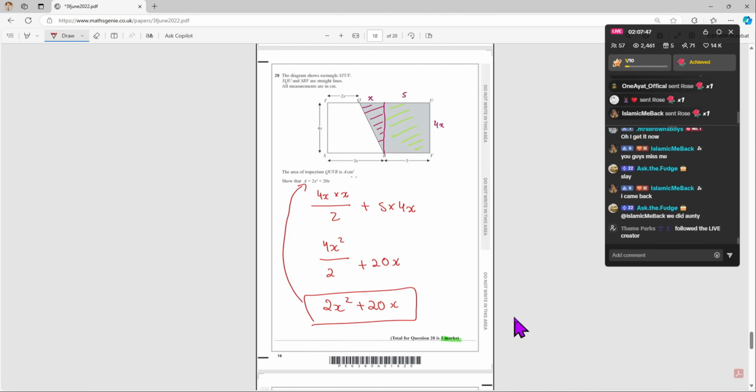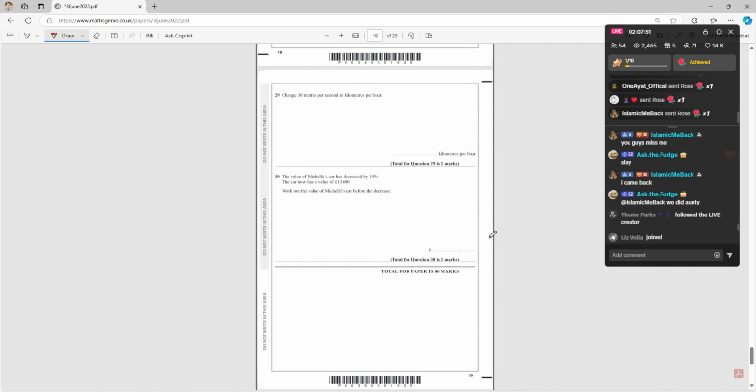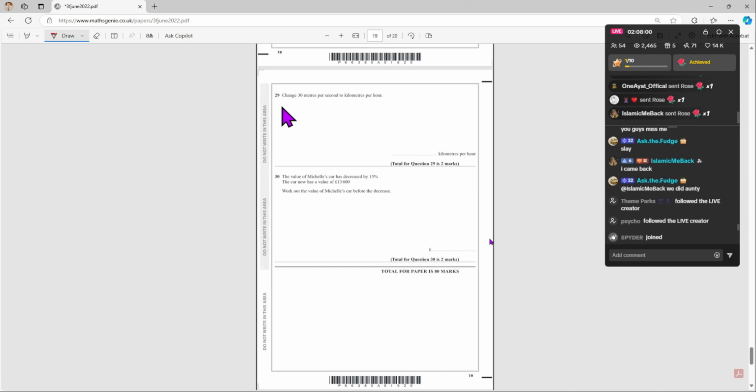So let's move on, guys, to the last page of our paper. The last 2 questions. These are very, very easy last 2 questions you could ever get in your exam. I don't know why they made it so easy.